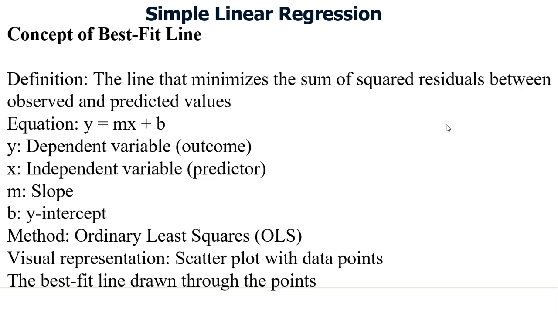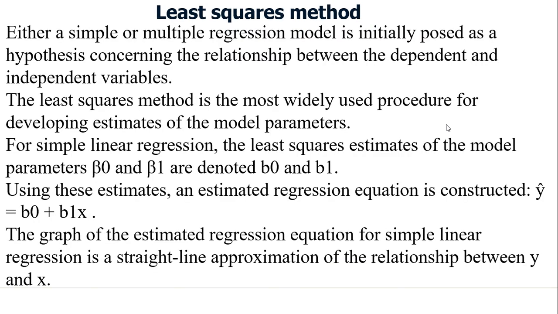So visual representation, we talk about scatter plots with data points. The best fit line is drawn through the points. If you can see the examples and the first diagram we saw from when we started the class, you'll be able to get what I'm trying to say. Now, we're talking about the least squares method. Either a simple or multiple regression model is initially posed as a hypothesis concerning the relationship between dependent and independent variables. The least squares method is the most widely used procedure for developing estimates of the model parameters.